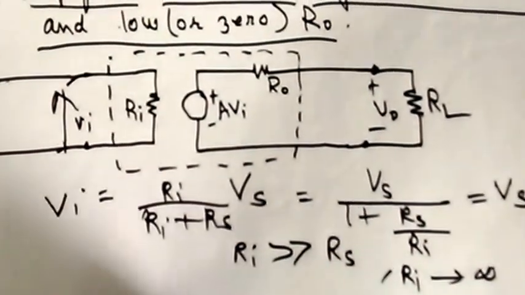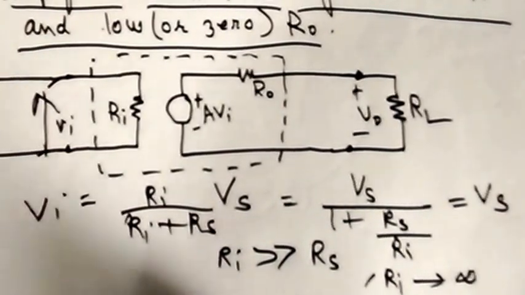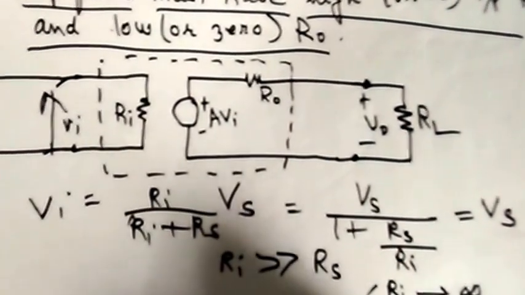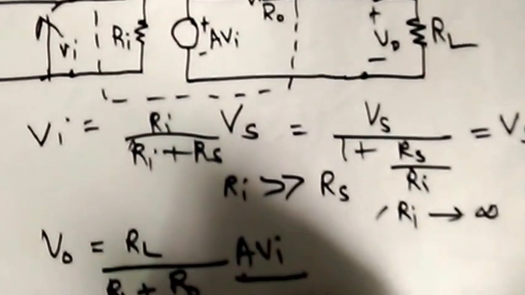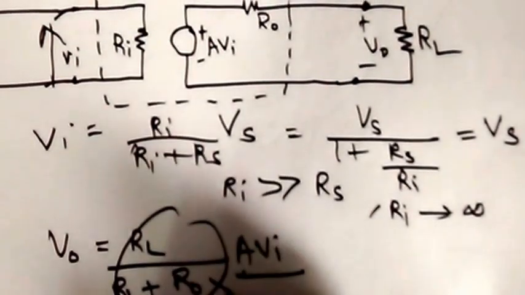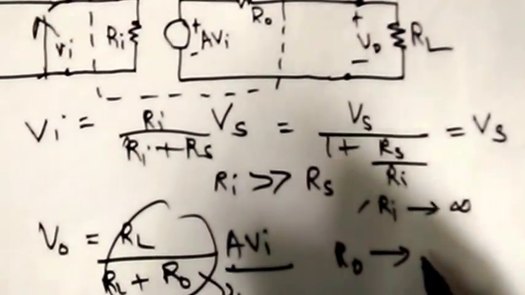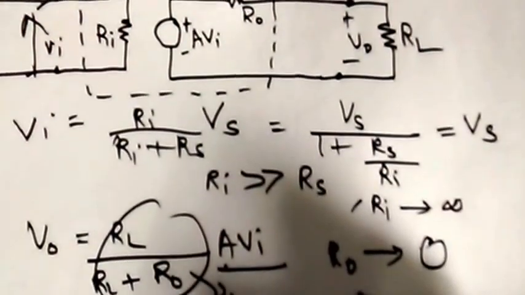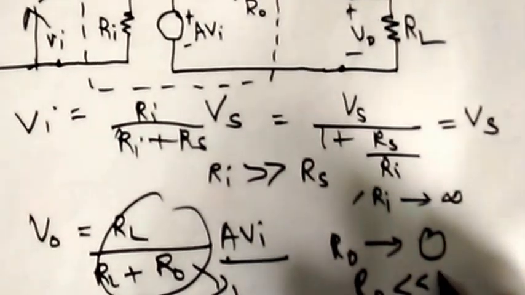Similarly, if I find out the voltage V0, it is again by the voltage divider formula, RL by RL plus R0 into A Vi. I want a voltage output which should be A Vi, but what I got is something multiplied by A Vi, which is less than 1. If I want to make this quantity 1, I make R0 equal to 0. My amplifier should have R0 equal to 0, or, since that is practically not possible, R0 must be much less than RL.